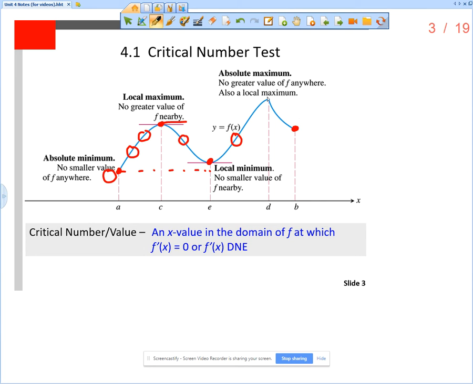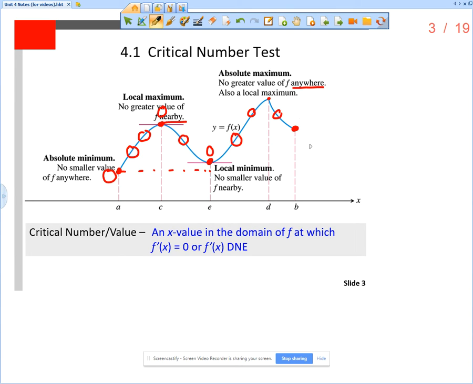Over here, what do you notice about this point? It is a corner point, so the derivative would be undefined, whereas over here, the derivative would be 0 and the derivative would be 0, right? Now there is no greater value of f anywhere, but it's also a local maximum because if I put an open circle here and an open circle here, there is no greater y value between those open circles.